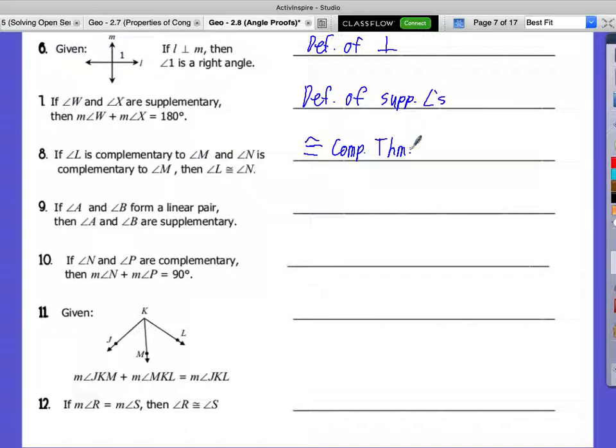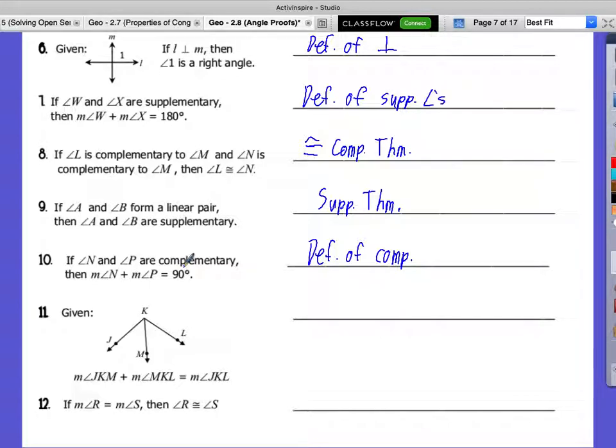Okay. Number 9. What do you two have? I would agree that would be our supplement theorem. If two angles form a linear pair, then by our supplement theorem, they have to be supplementary. Okay. Number 10. What do you two have? I would agree that would be the definition of complementary. Because we went from some words to some math, that's a definition. And we went from them being complementary to them adding to 90. So we see that word complementary, so again, definition of complementary.